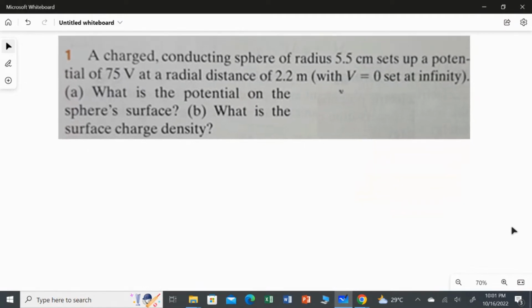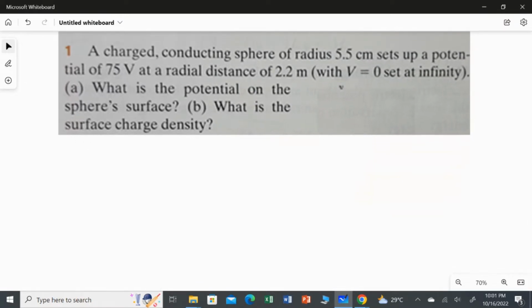A charged conducting sphere of radius 5.5 centimeter sets up a potential of 75 volt at a radial distance of 2.2 meter. So you have a solid conducting sphere which is charged. First of all, I am going to draw the diagram for this question. So you have a charged conducting sphere of radius. What is the radius of the sphere?